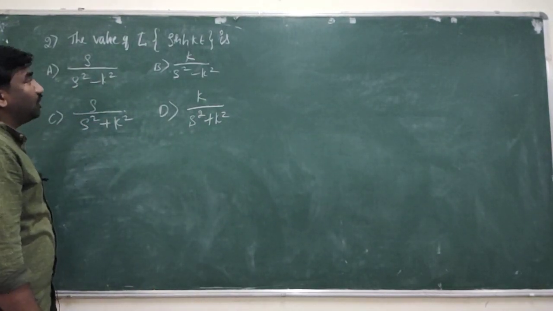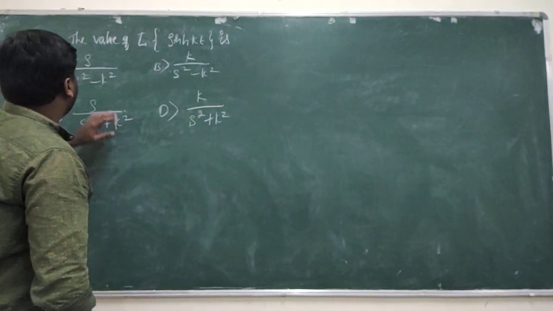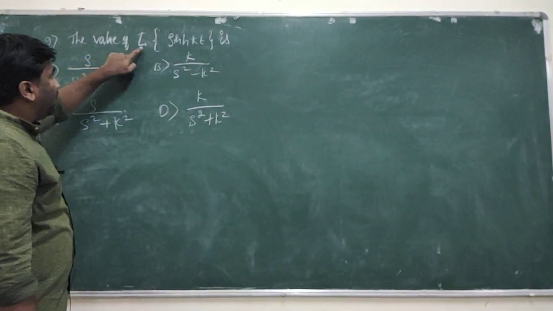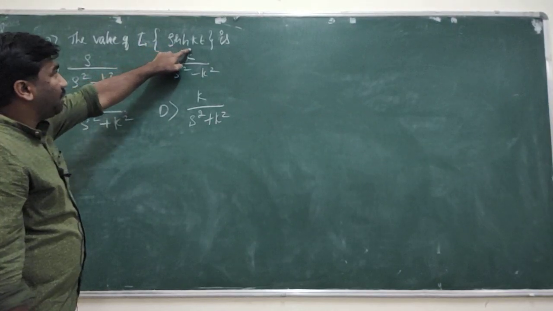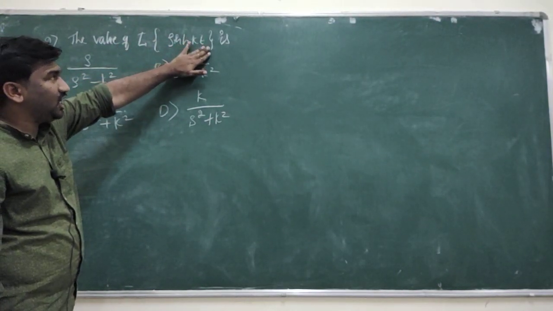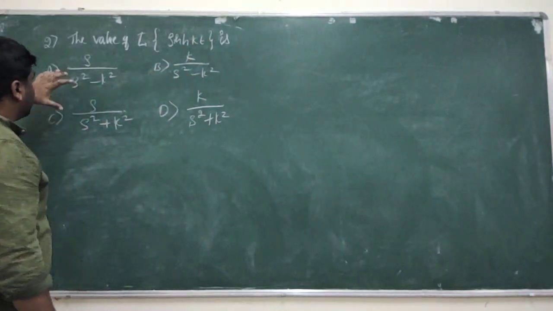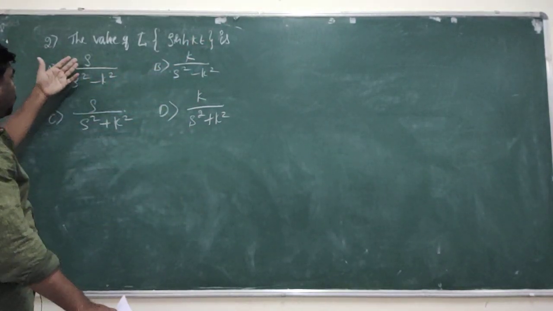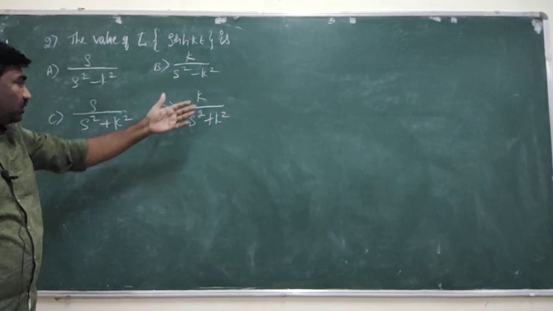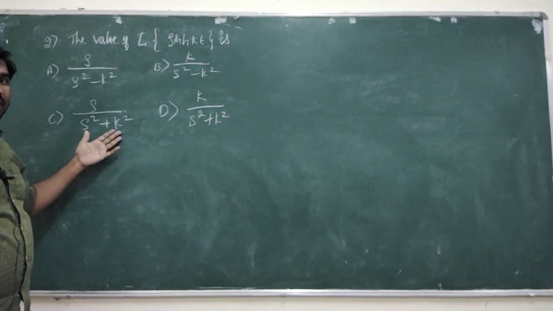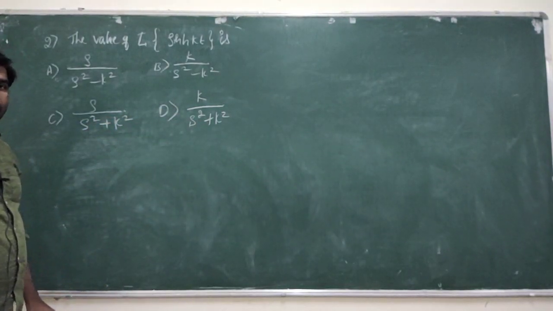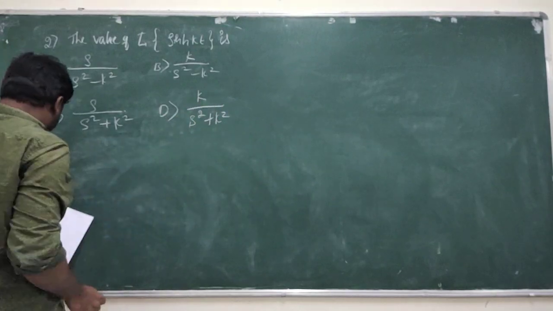And this is question number 2, which is based on Laplace transformation. So the value of L of sine hyperbolic kt, that means Laplace transformation of sine hyperbolic kt, is, these are the options: s by s square minus k square, k by s square minus k square, s by s square plus k square, and k divided by s square plus k square. So let's see what will be the answer.